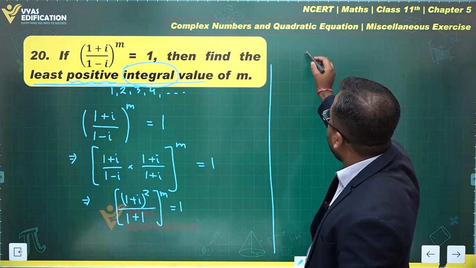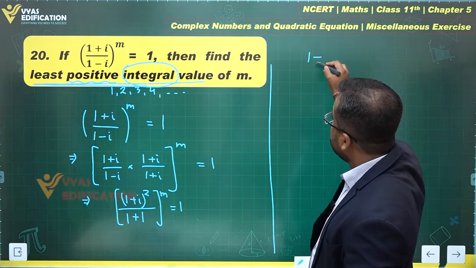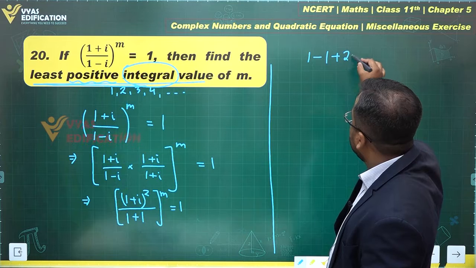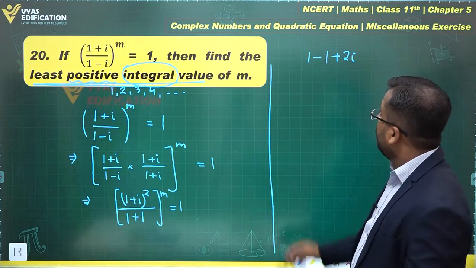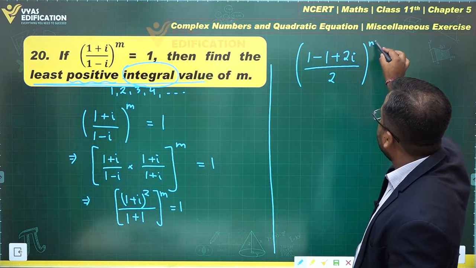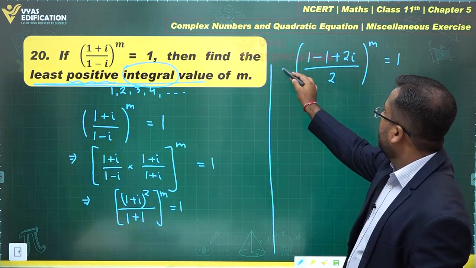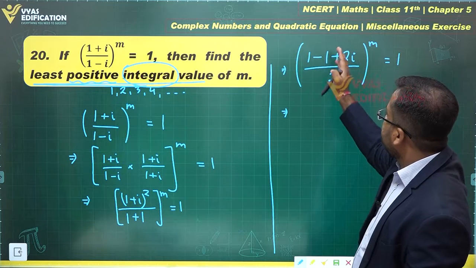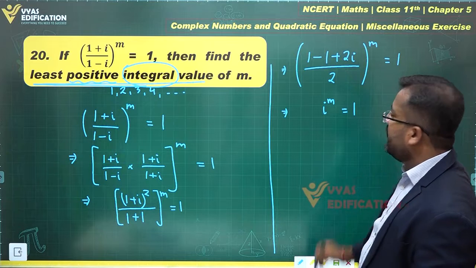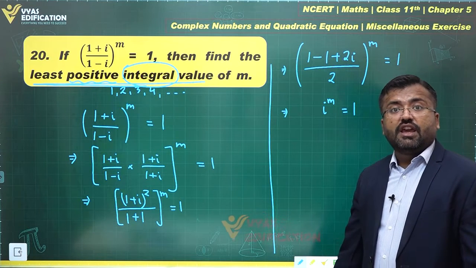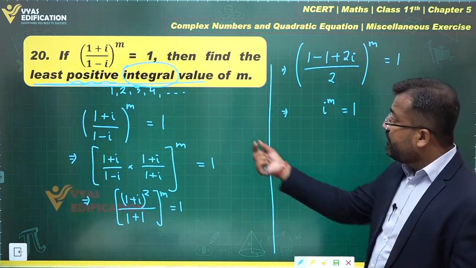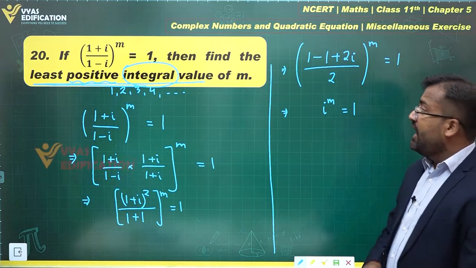(1 + i) square is equal to a square plus b square plus 2ab. Now b square is i square, which is equal to minus 1, plus 2 times i. What you have in the denominator is 2. This whole expression power m is equal to 1. The 2 cancels, 2i upon 2 is i, so i power m is equal to 1. So that complicated expression is simply equal to i. (1 + i)/(1 − i) is simply i.